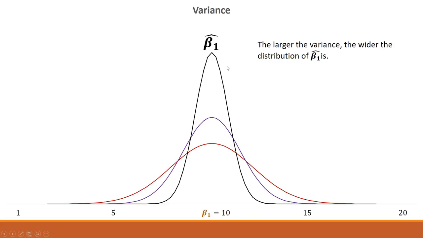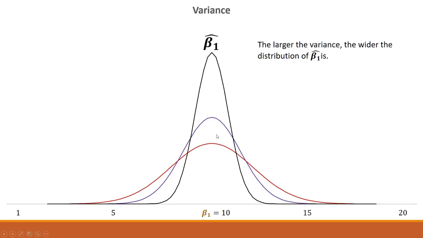So let's keep driving this point home. The larger the variance, the wider the distribution of beta 1 hat is. All right, so here in this graph, I'm showing you 3 different distributions of beta 1 hat. I have a black distribution, a purple distribution, and a red distribution. The black distribution is the smallest variance. That means it's most likely to find values of beta 1 hat near the mean for the black distribution. It's less likely for the purple and less likely for the red. The red has the widest distribution of beta 1 hat.